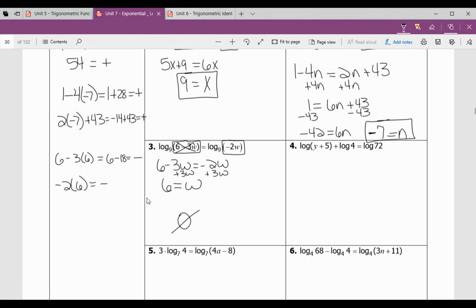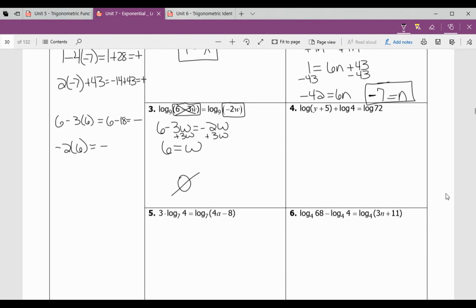So just because you come up with an answer does not mean that you can keep it. That's what they call extraneous solutions. You come up with an answer, but it's not a valid answer. Okay. Now, the next 3 examples use our properties.